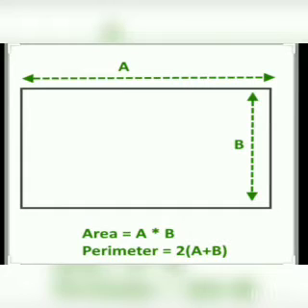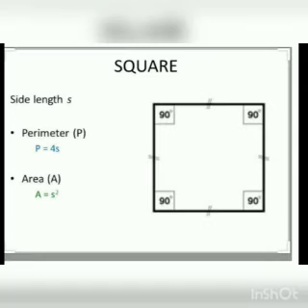So once again, what is the area of rectangle? Length into breadth, or here if I say A into B, then perimeter, what is perimeter? 2 into length plus breadth, or in other words 2 into A plus B. Now next figure is what? Square. Tell me first, when you're getting a figure, just picturize the figure in your mind.